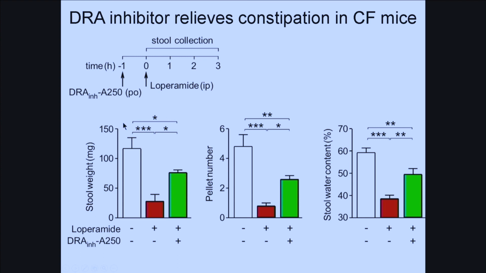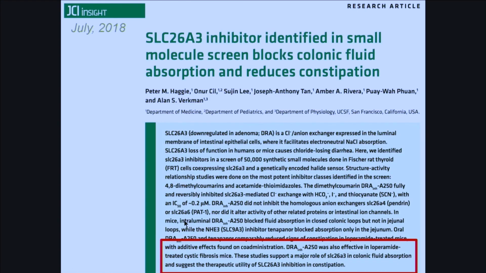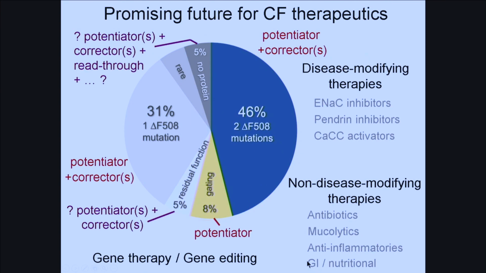This is a constipation model produced by Imodium, loperamide, an opioid, which greatly decreases stool weight, pellet number, and stool water content, and this was normalized partly by our compound. And we published this actually last week in JCI Insight and talk about the utility in CF constipation. And we filed a patent and are looking for commercial partners or additional sources of funding.